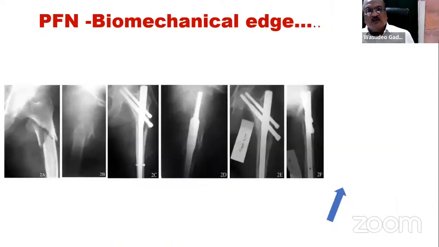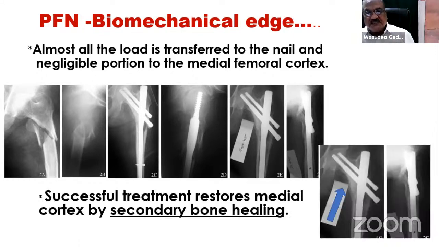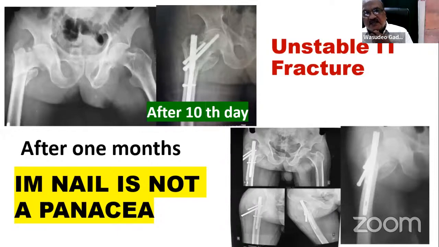So it gives a better hold. Biomechanical advantage: almost all load is transferred to the nail and a negligible portion to the medial femoral cortex. Therefore, it is also said that it compensates for the posteromedial loss of bone, because the nail buttresses the calcar. Successful treatment restores the medial cortex by secondary bone healing. So you will find that in all implants we don't touch the medial lesser trochanter for fixation, because the IM nail substitutes for the medial defect and it heals by itself if stable fixation is there. So for unstable IT fracture, after the 10th day or after 1 month, IM nail is not a panacea.